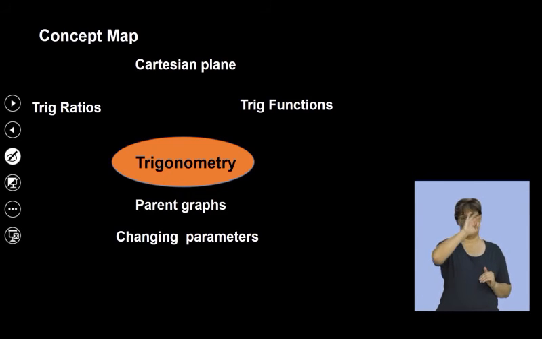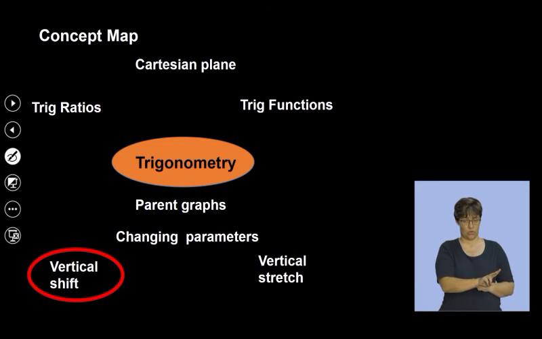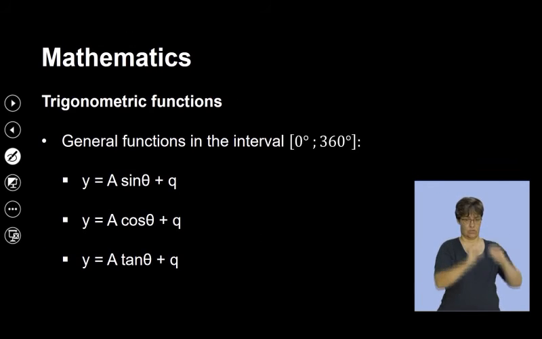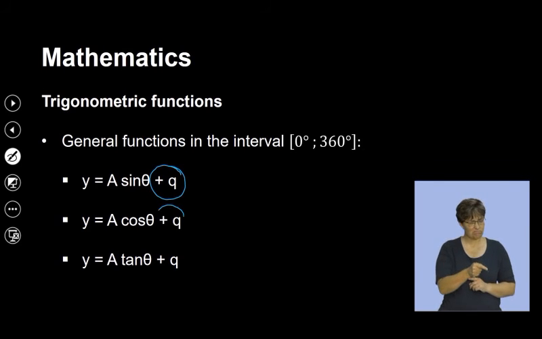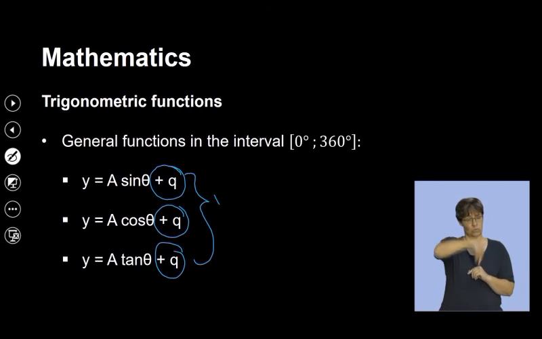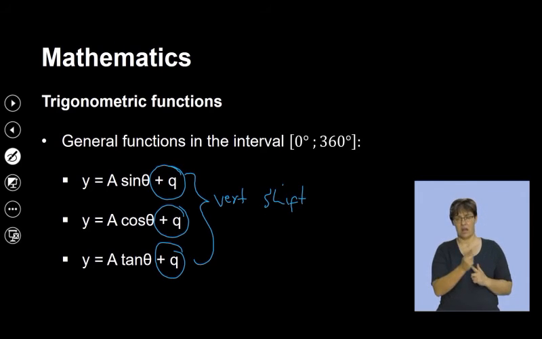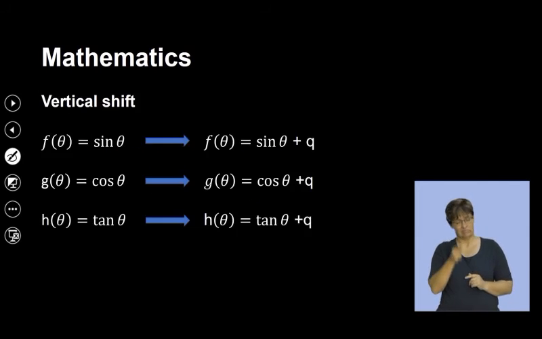So far, guys, this is all that we've done. We've looked at the Cartesian plane, the ratios, and the functions. And then we've been talking about the vertical stretch. Now we're going to talk about the vertical shift. With the vertical shift, it's when we now include the plus q, right? So the plus q is what represents the vertical shift. Shift is translating this graph a certain number of units up, or a certain number of units down. And that's what we are looking at there.